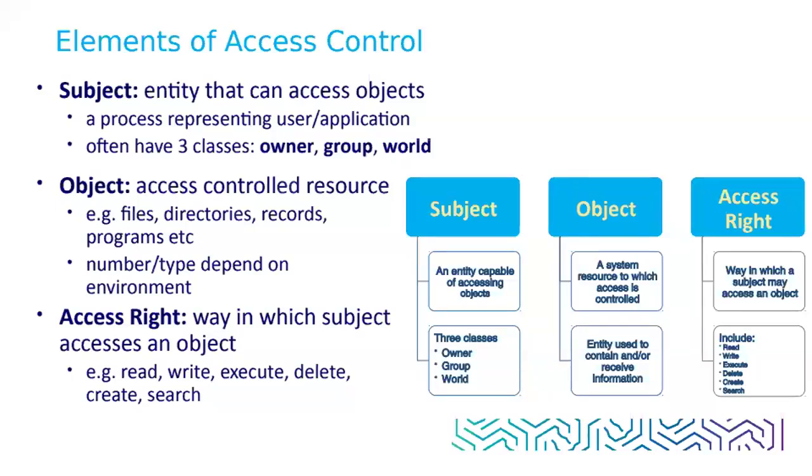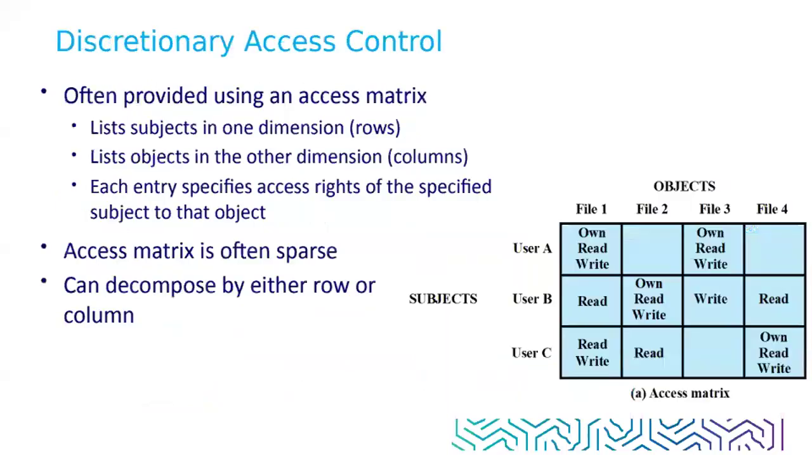So overall, every access control decision is based on three fundamental elements: the subject, who requests the access; the object, the resource being protected; and the access right, the permitted operation. Together, these elements enable systems to enforce security policies, ensuring that only authorized subjects perform authorized actions on protected resources. Now, let us see more in detail about discretionary access control, DAC.